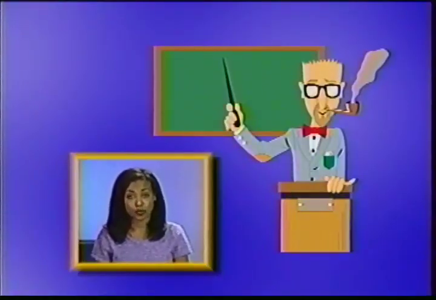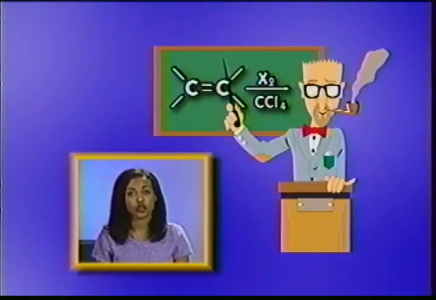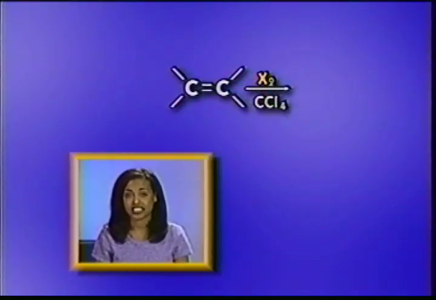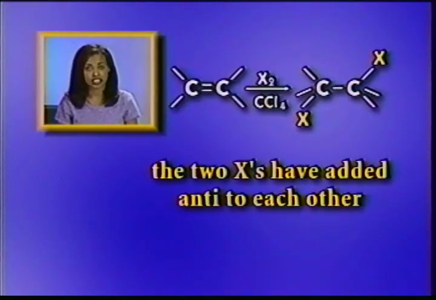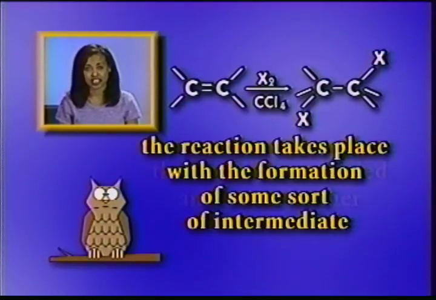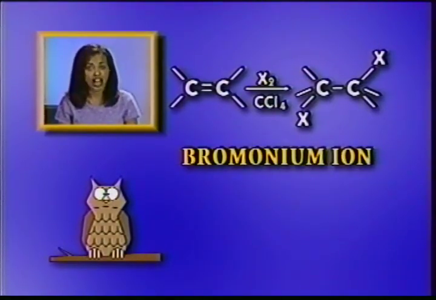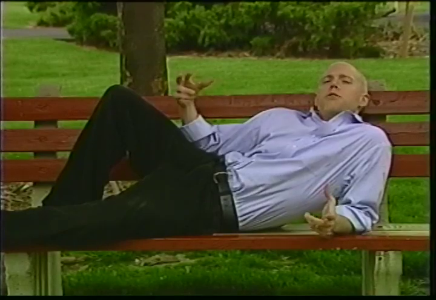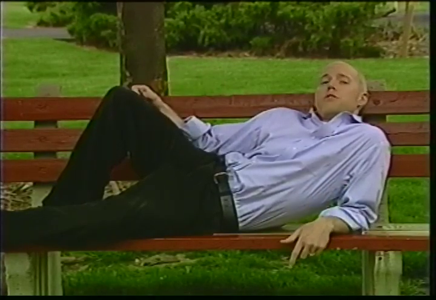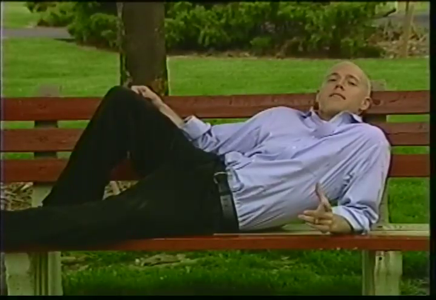And that's it. If your professor asks for the end result of a reaction in which a halogen, some sort of X2, is added to an alkene, you'll be able to say that one of the X's ends up on one of the carbons of the double bond, and the other X ends up on the other carbon of the double bond. And you'll also need to mention that the two X's have added anti to each other. Of course, since you're all knowing and wise, you'll also know that this reaction takes place with the formation of some sort of intermediate, be it a bromonium ion if your halogen is bromine, or a chloronium ion if your halogen is chlorine. So do you see how you can start to apply all of your organic chemistry wisdom here? Once you know the basics, you can predict the outcome of almost anything.